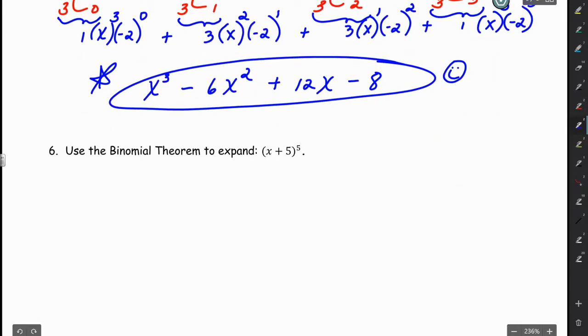Okay, for number 6, I would suggest you pause, try it, and when you're ready, come back and watch the video. All right, we have (x plus 5) to the 5th. We have to use the binomial theorem, so we're going to write out all of our combinations first. And because it's to the 5th power, we know we're going to have 6 terms.